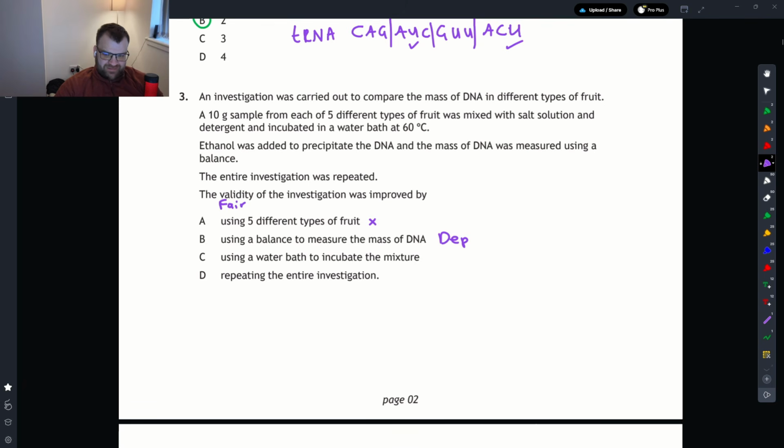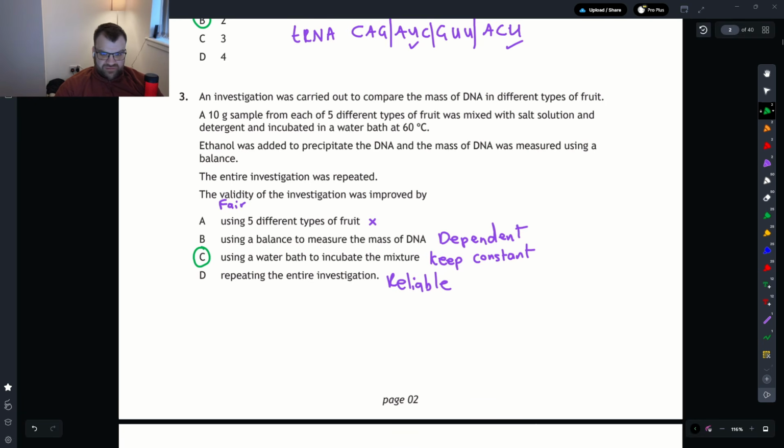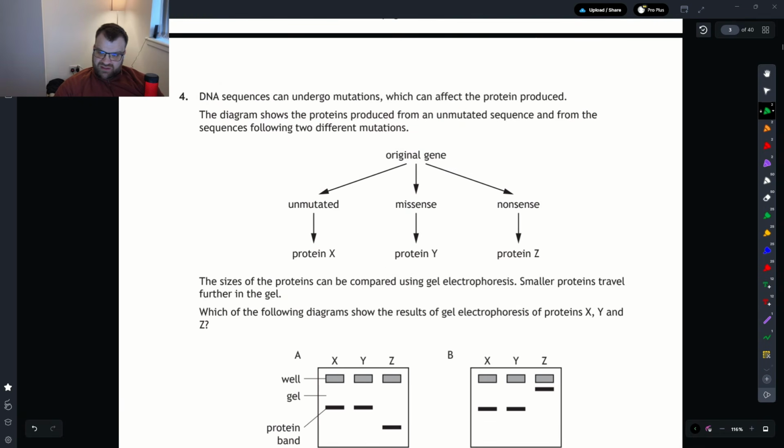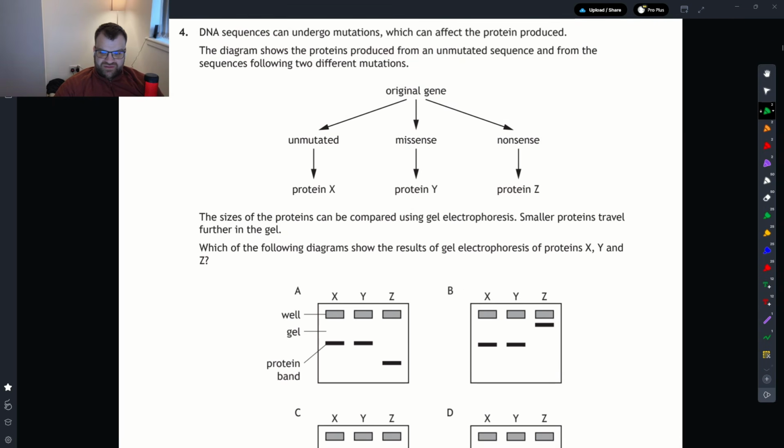This is about, for validity, we're talking about setting up the experiment and making sure it's running in the same conditions. The water bath keeps the temperature fairly constant, depending on how good your water bath is, but it will keep it more equal throughout. Repeating is to do with reliability. If you've had any rogue or anomalous results from that, that's looking like C is the one I would pick from there. Next one, we've got mutations making different proteins.